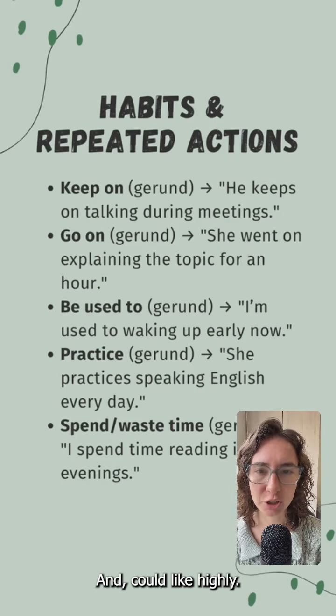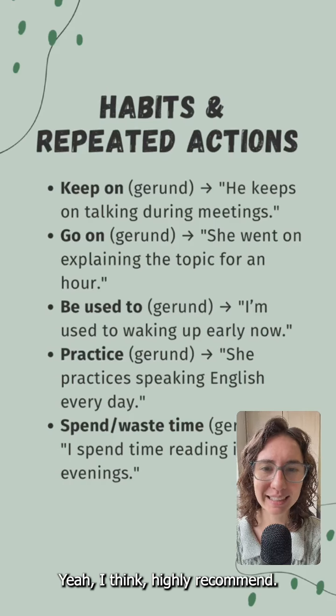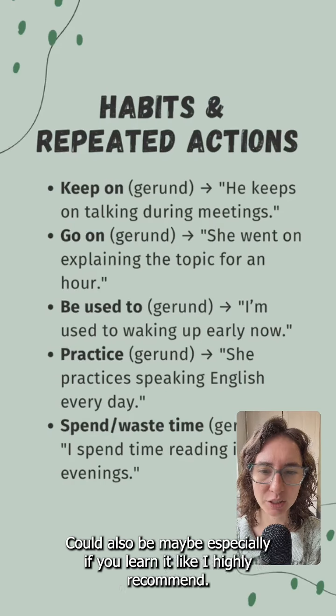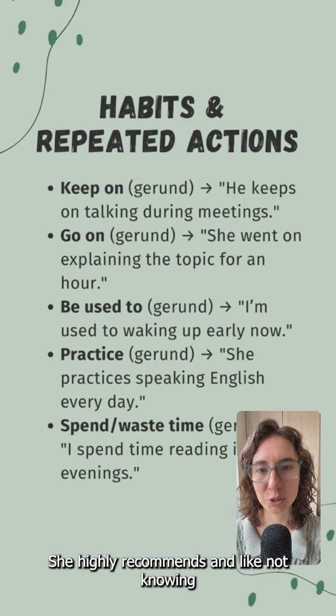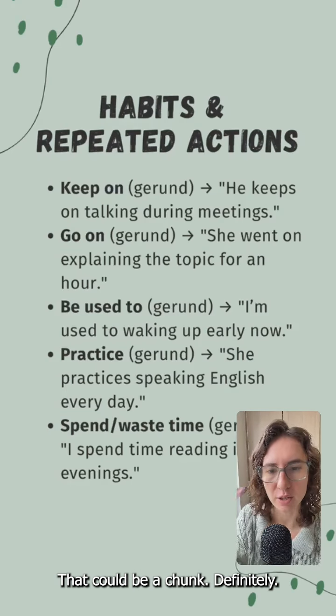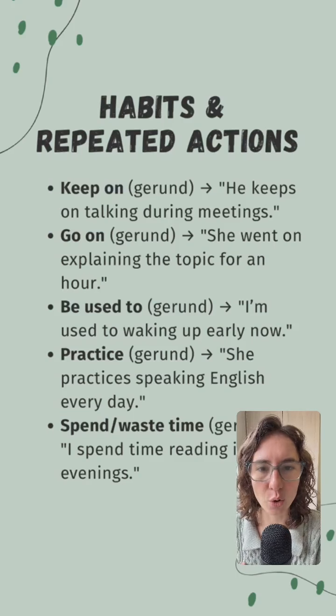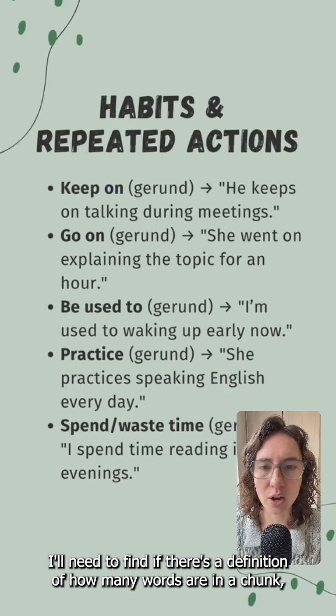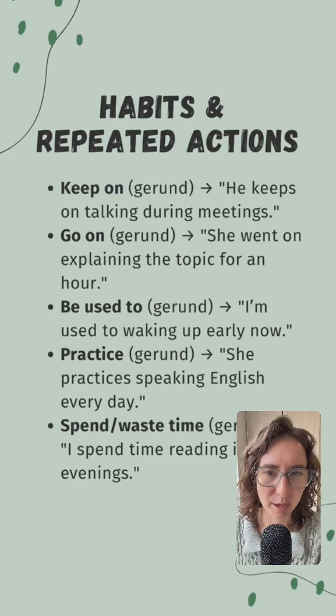And the next one, "to go on," is a little bit similar in that you can use it when someone is doing something excessively that you don't really like. So, "she went on explaining the topic for an hour." These are different though, because "to keep on" is like the person's repeating the same thing over and over. And "to go on" is like they are just doing one thing, but really extending how much they're doing it.